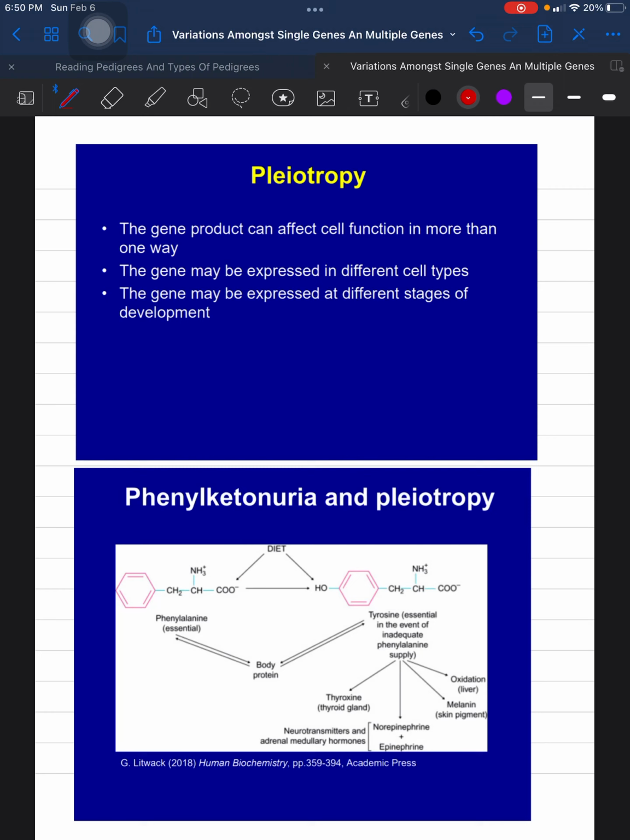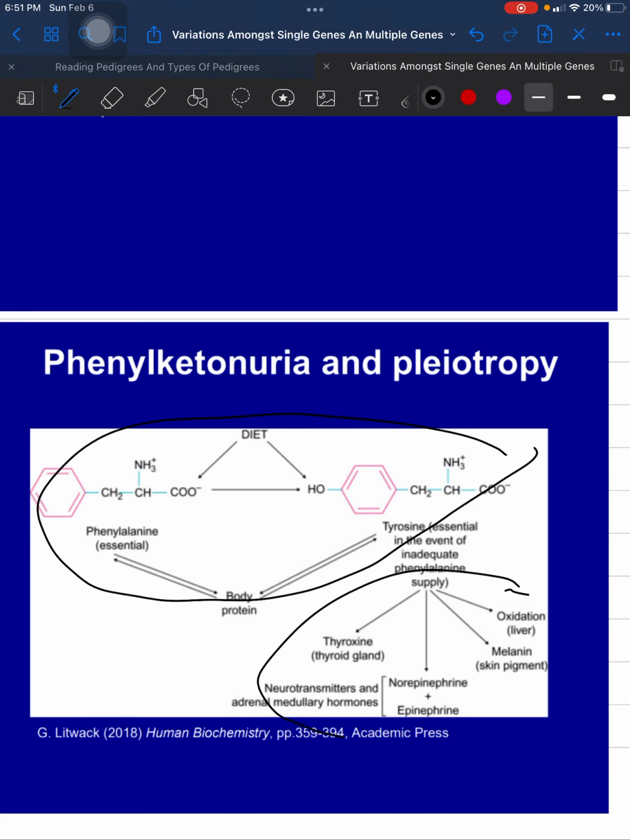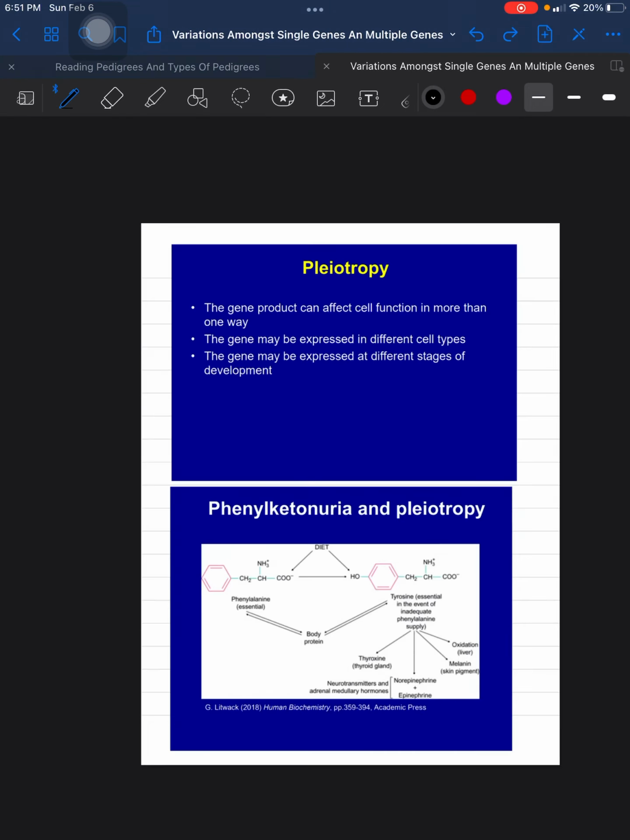Now, pleiotropy is when the gene product can affect cell function in more than one way. So basically it means that the gene can be expressed in many different cell types. It can be expressed in different stages of development. So it means that one mutation, one gene can affect many different parts of the body. And this can be seen right here in phenylketonuria, where this gene, this process right here, affects many different parts of the body and systems of the body. So that's pleiotropy.